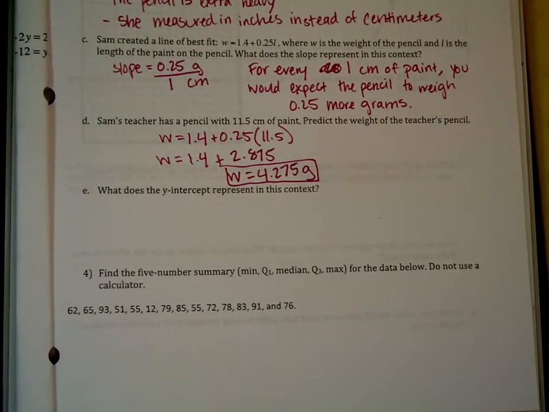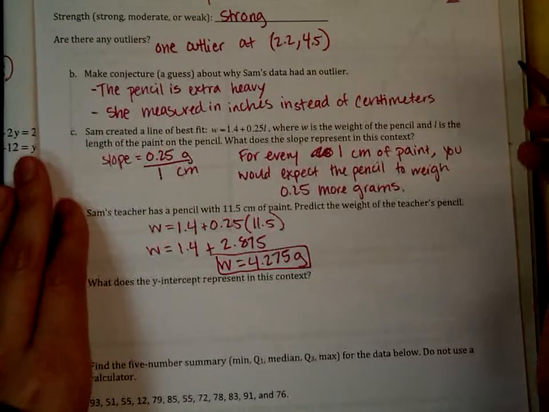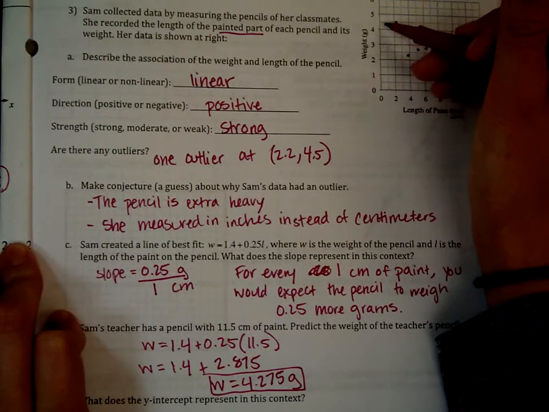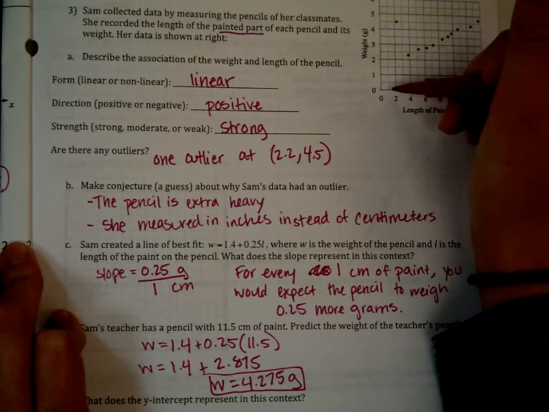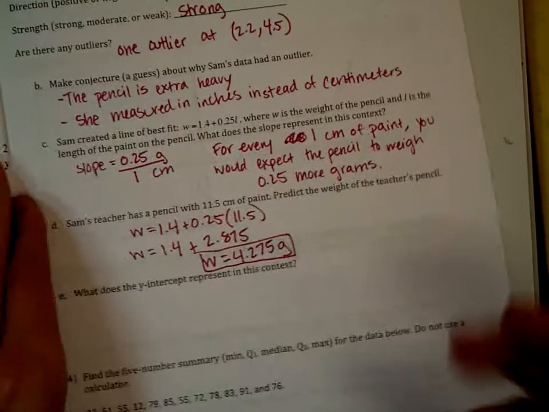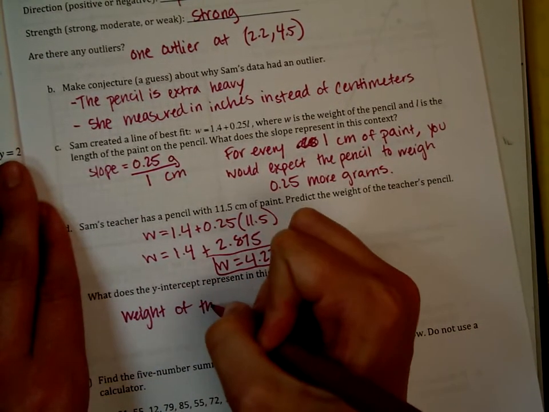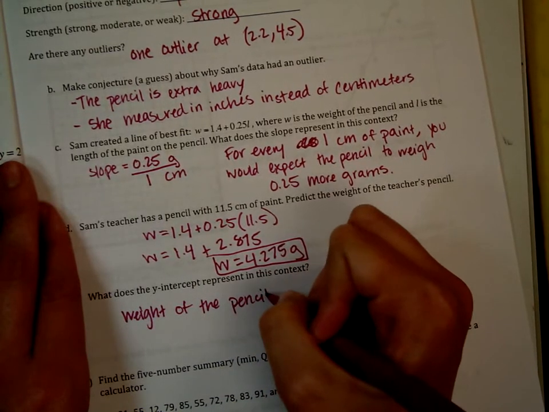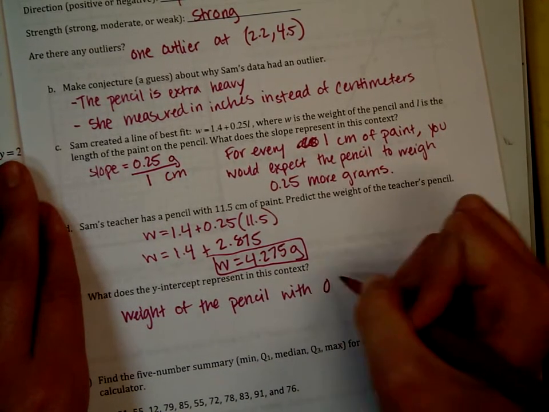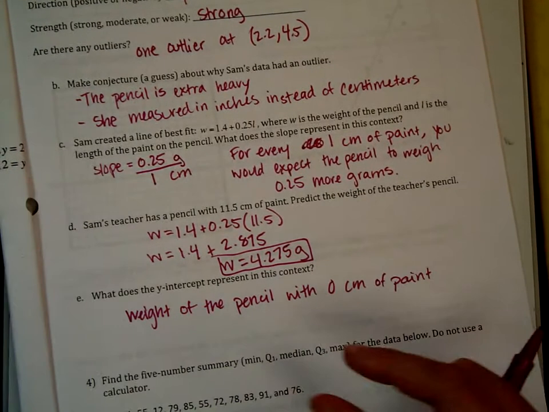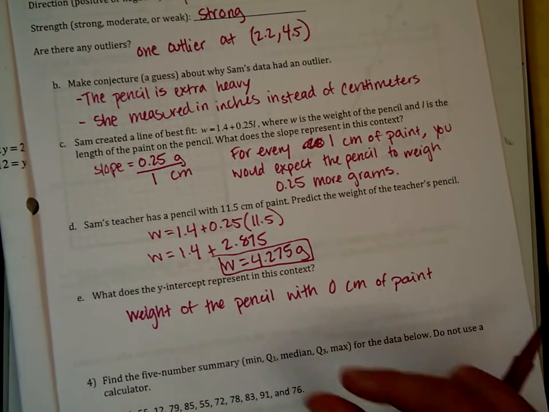What does the y-intercept represent in this context? So the y-intercept always represents the value on the y-axis when the x-axis is 0. So this would be the weight of the pencil with 0 centimeters of paint. So that would just be the little metal part right at the end of the pencil.